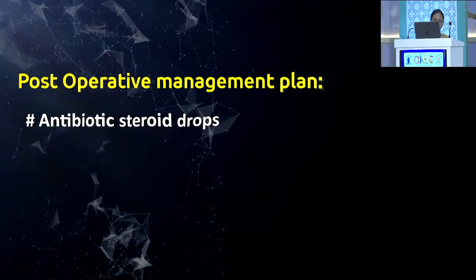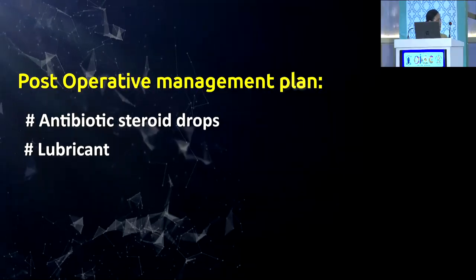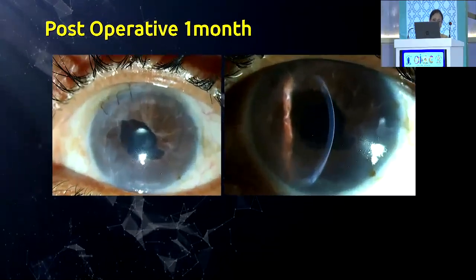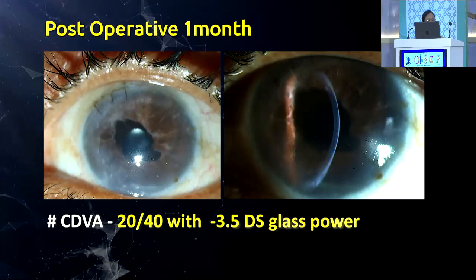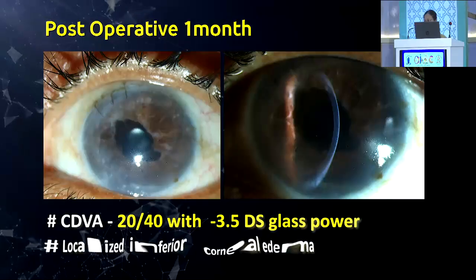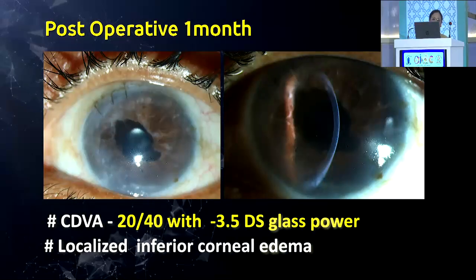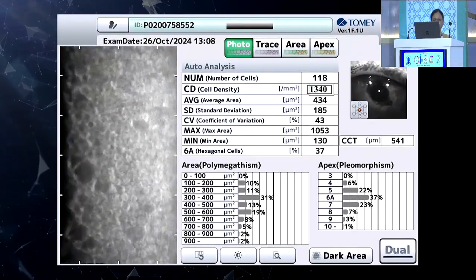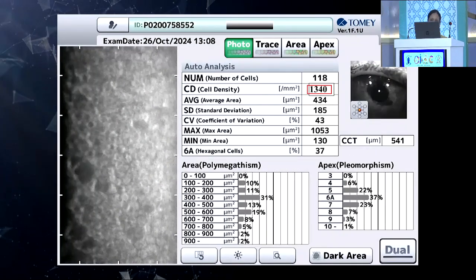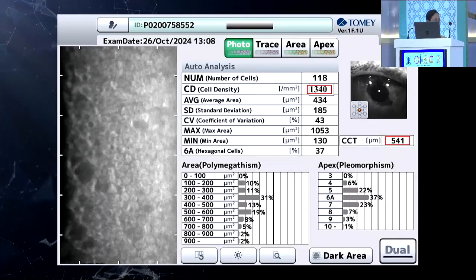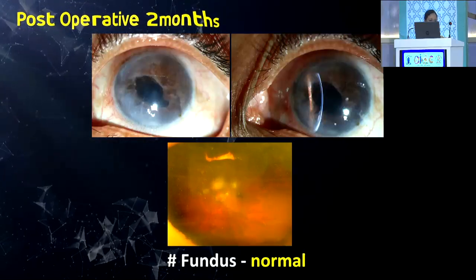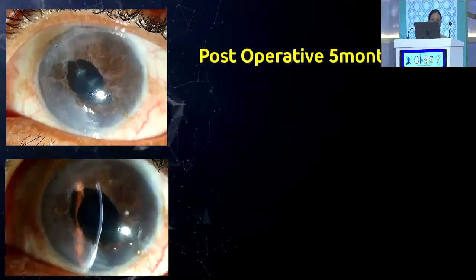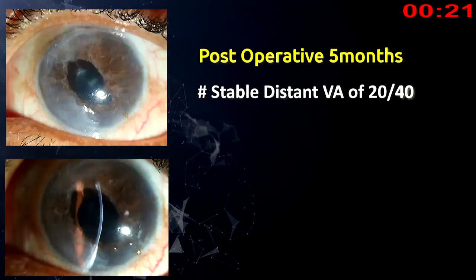Post-operatively, antibiotic steroid drops and lubricant were prescribed. After 1 month, her corrected distance visual acuity was 20/40 with plus 3.5 diopter spherical power. The cornea has a small area of localized edema inferiorly with endothelial cell density of 1340 per square millimeter and pachymetry of 541 micron. The eye was doing well after 2 months with a normal fundus, and at 5 months with a stable distance visual acuity of 20/40.